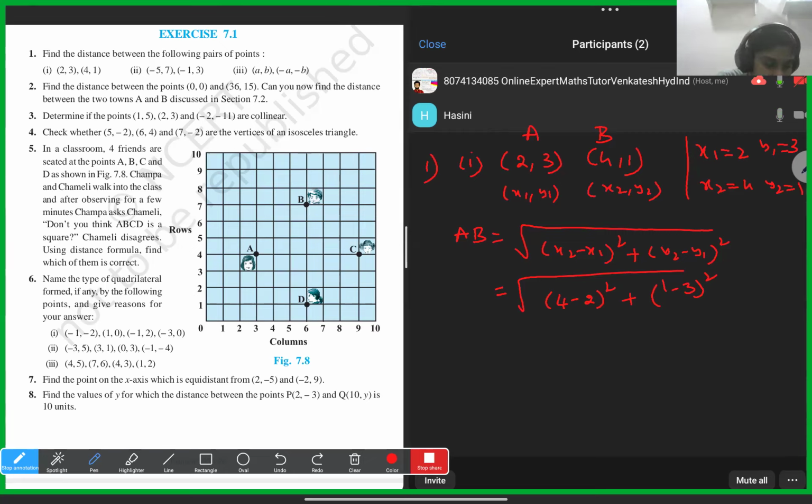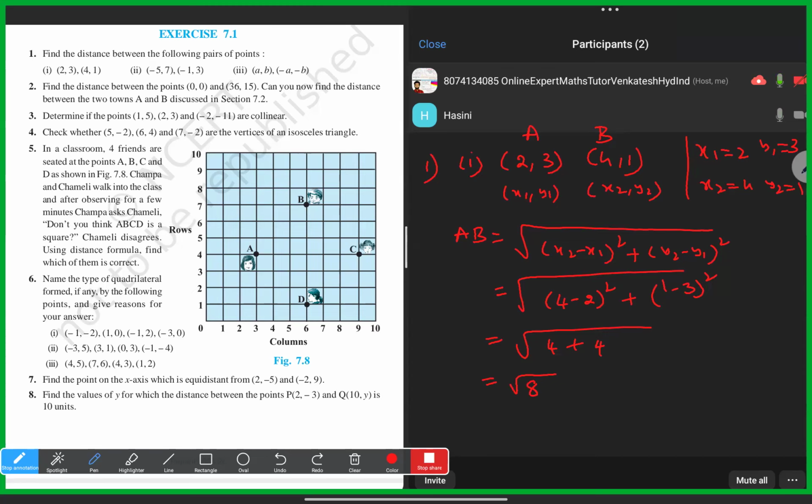No, sir. So 4 minus 2 whole square: 4 minus 2 is 2. 2 square is 4. Plus 1 minus 3, which is equal to minus 2. Minus 2 whole square is 4. So 4 plus 4 is root 8.